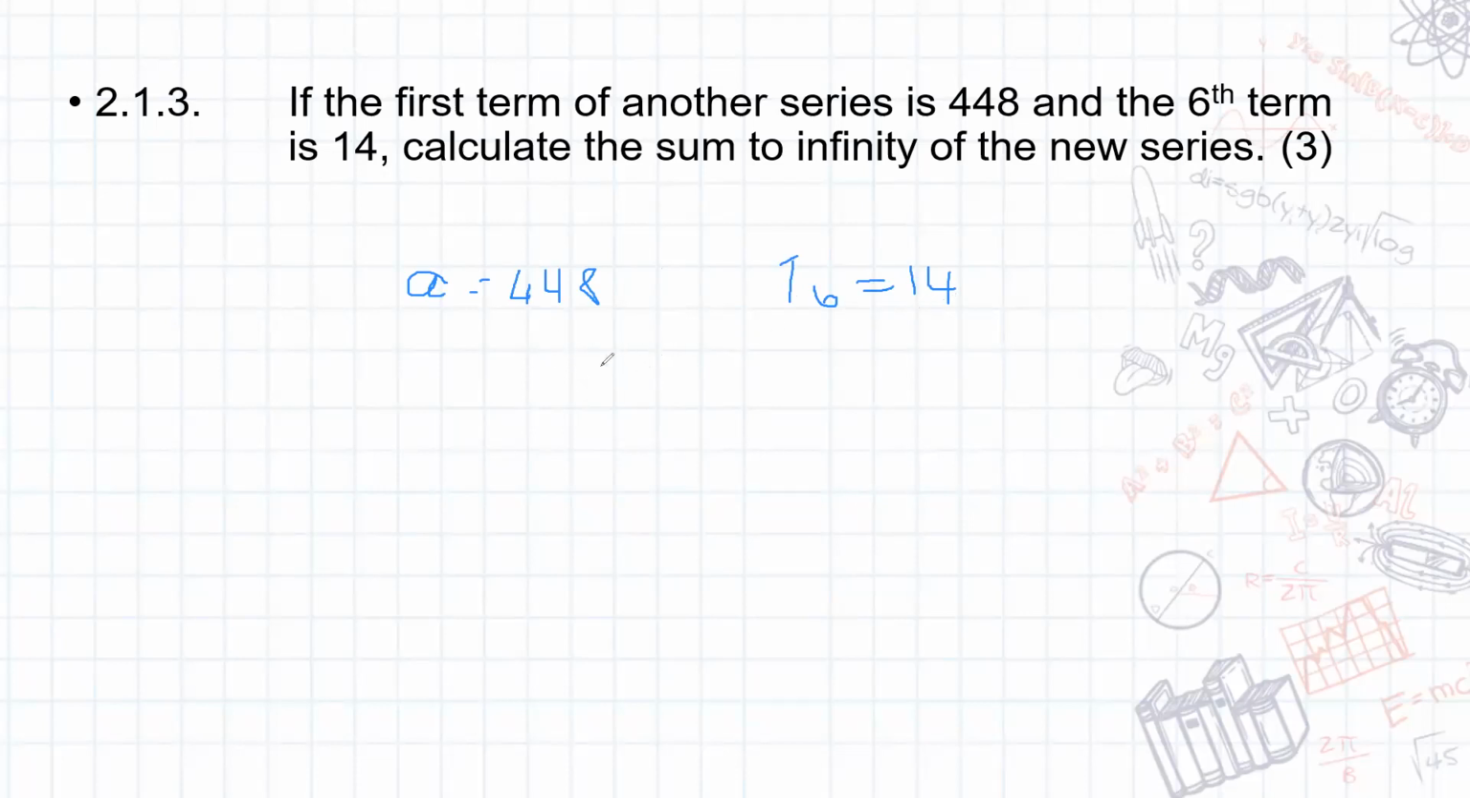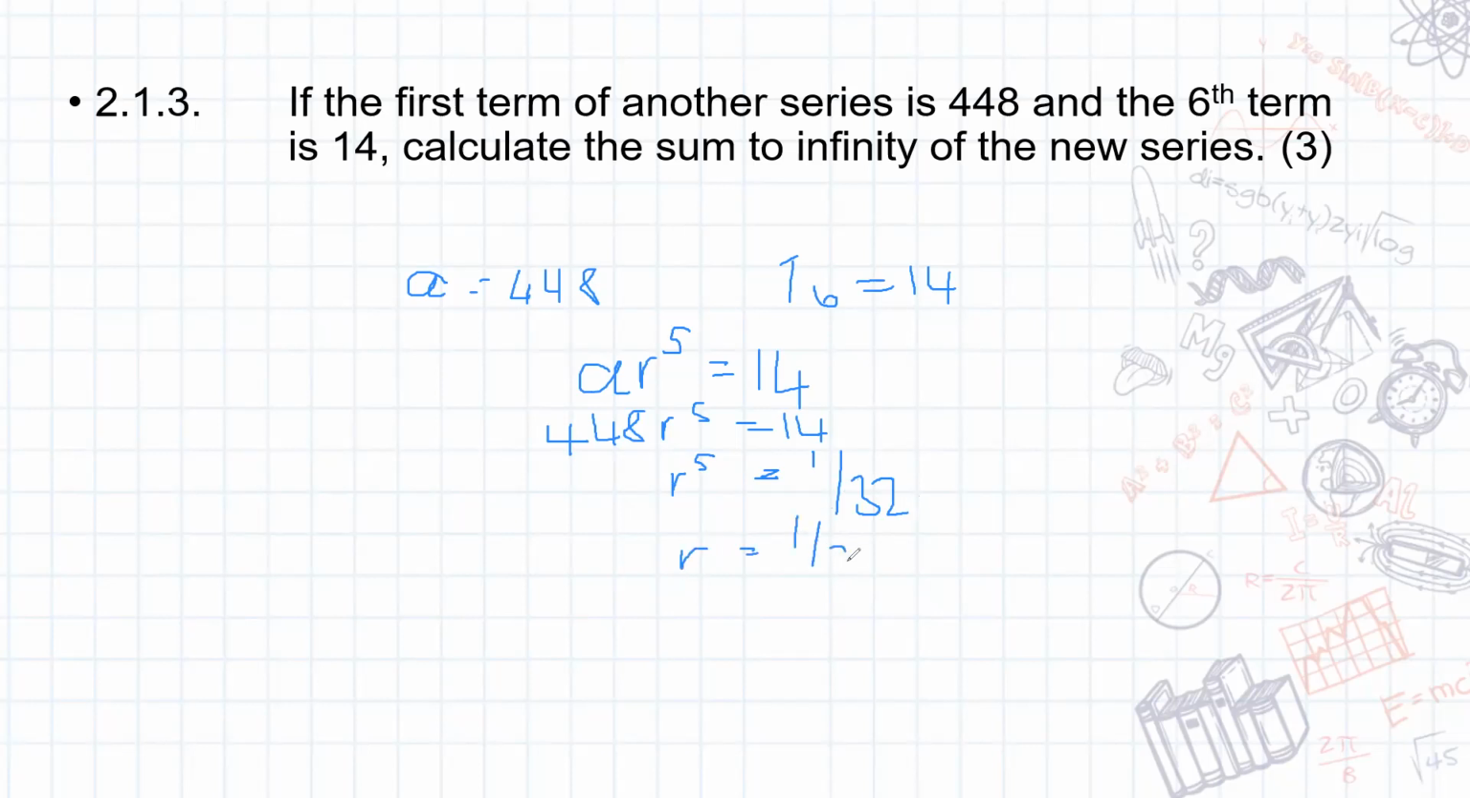So we know that a r to the power of 5 is equal to 14, right? And a is 448, so 448 times r to the 5 is equal to 14. And then r to the 5 is equal to 1 over 32. And we know that the fifth root of 32 is 2. So r is equal to 1 over 2, which is what we guessed.